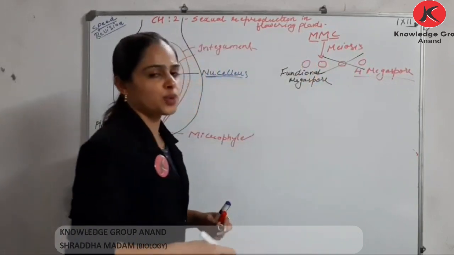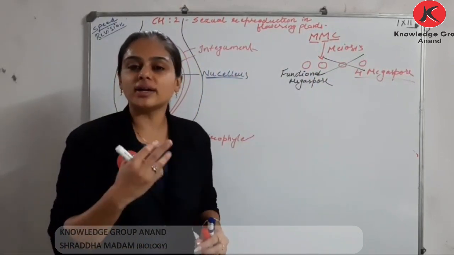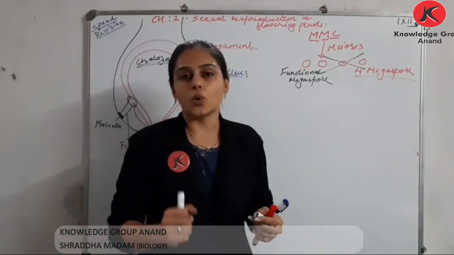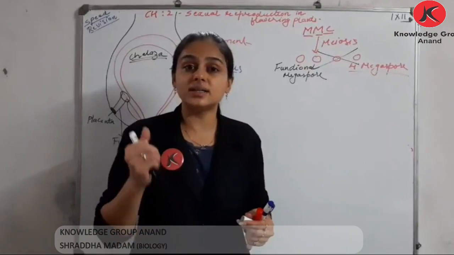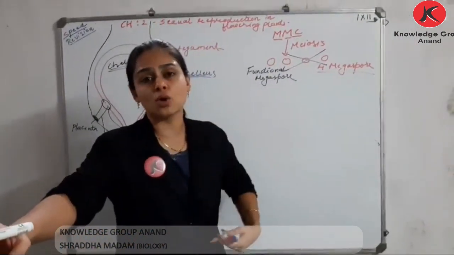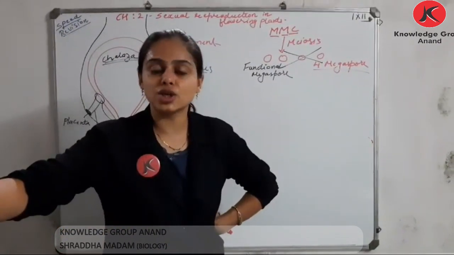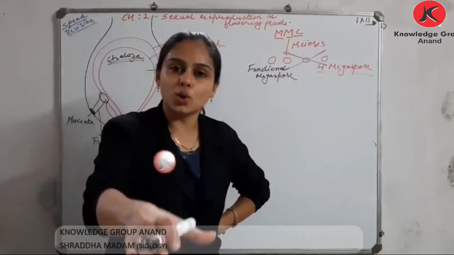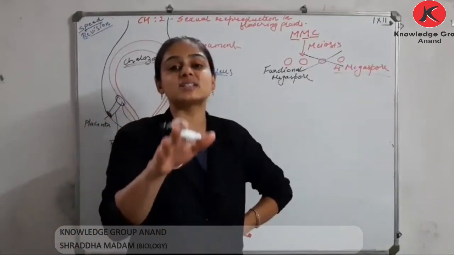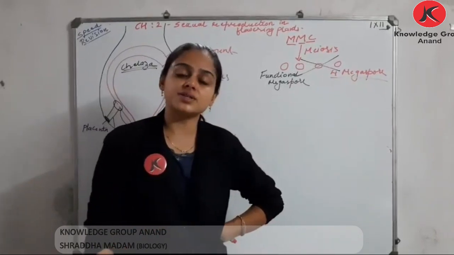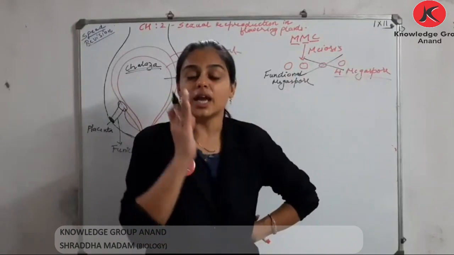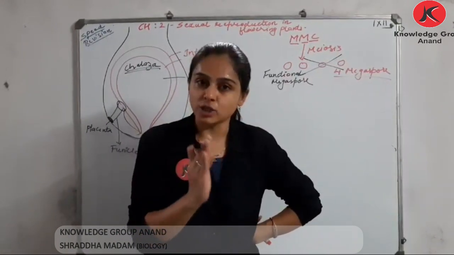This functional megaspore undergoes 3 mitotic divisions in succession, which results in formation of 8 nuclei. Am I clear? Understand very carefully. जो आपका first division होगा वो आपका nuclear division होगा. Am I clear? Nucleus divide करके 8 nuclei बनाएगा, मतलब karyokinesis होगी. This karyokinesis is not immediately followed by cytokinesis.